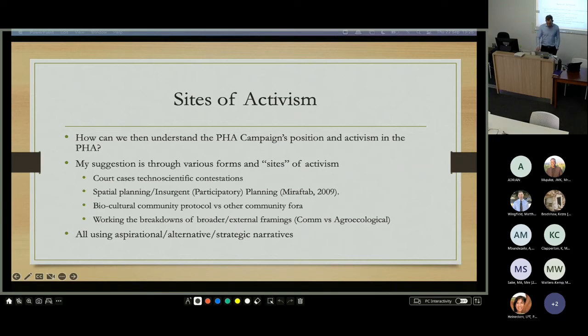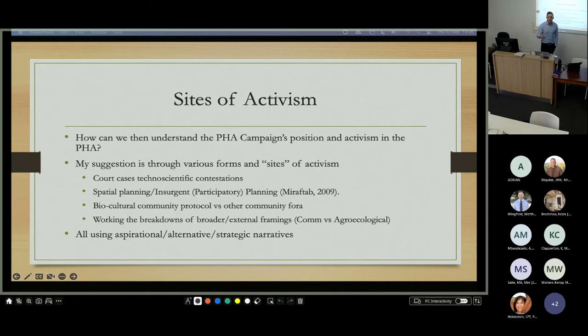They're also around community politics. So one of the fundamental fragments or fragmenting frameworks of the PHA is social. People have different legacies, different histories, and different views about the area. So the PHA campaign have tried to resist this, have tried to work against these different ideas.